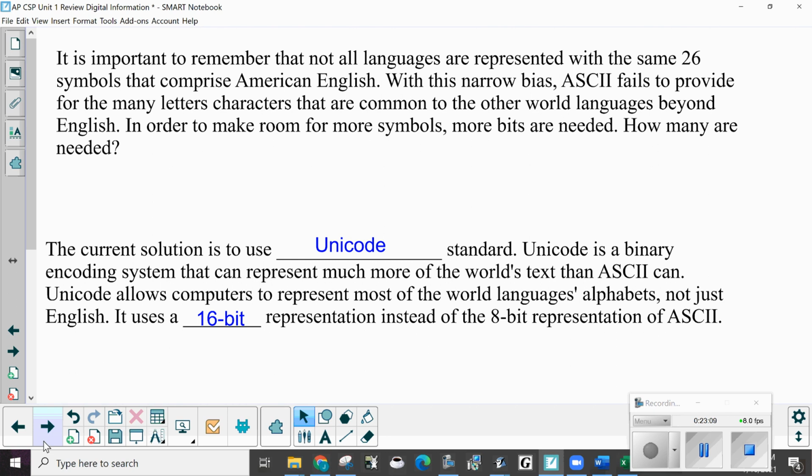How many are needed? Quite a few. The current solution is to use the Unicode standard. Unicode is a binary encoding system that can represent much more of the world's text than ASCII can. Unicode allows computers to represent most of the world's languages, alphabets, not just English. It uses a 16-bit representation instead of the 8-bit representation.